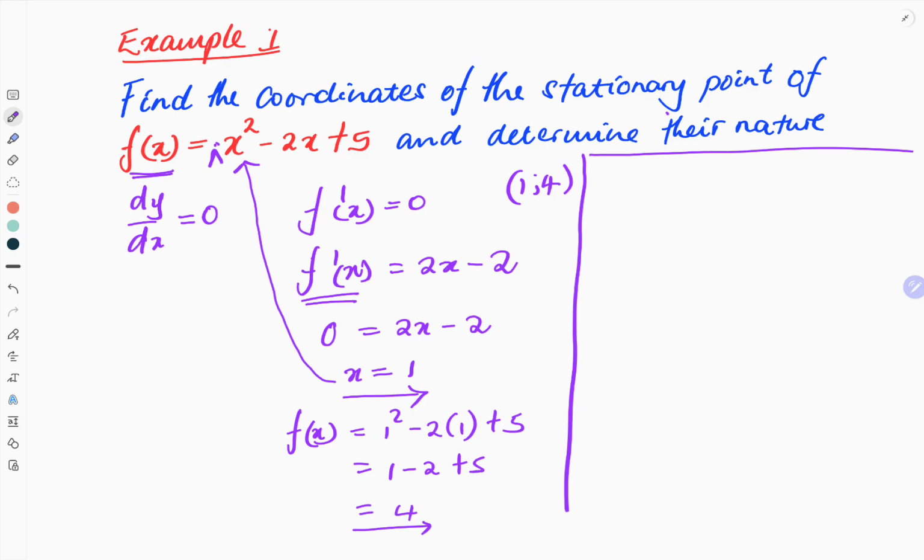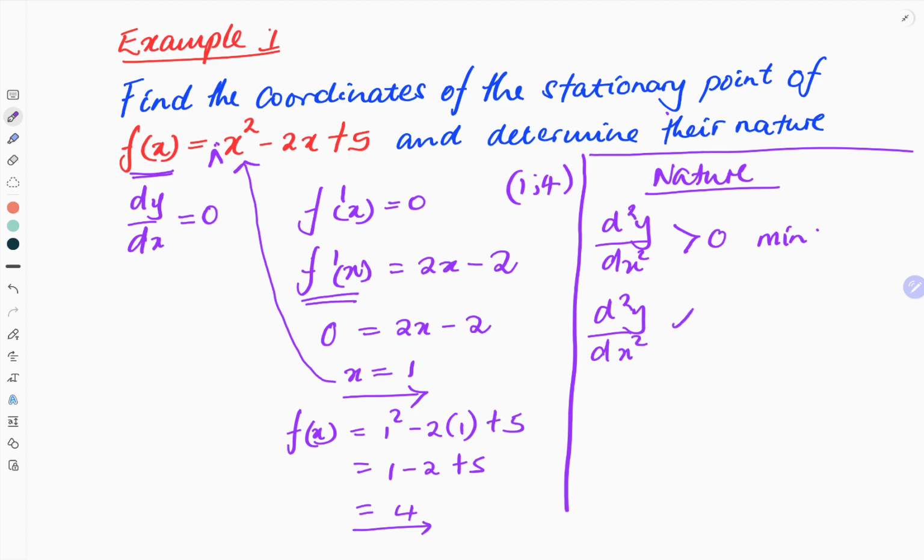But we need to determine this algebraically so that you know how to do it when you're doing cubic functions or polynomials. So to determine the nature of the stationary point, you first of all need to determine the second derivative of the function. If the second derivative of a function is greater than 0, you have got a minimum point. And if the second derivative is less than 0, then you've got a maximum point.